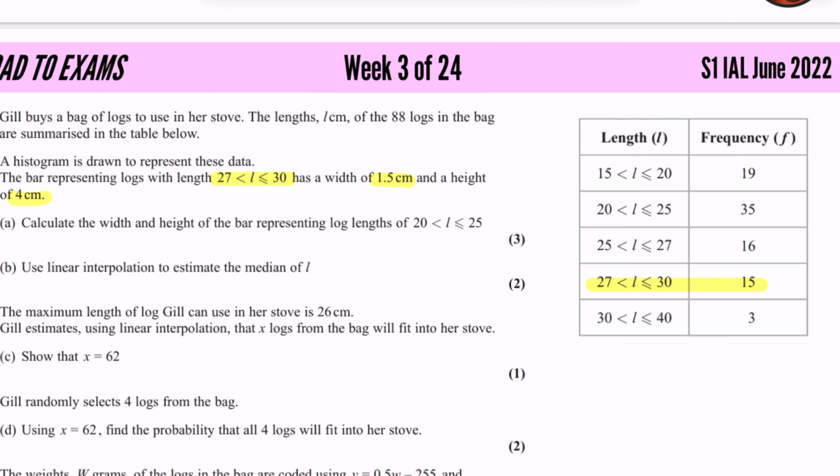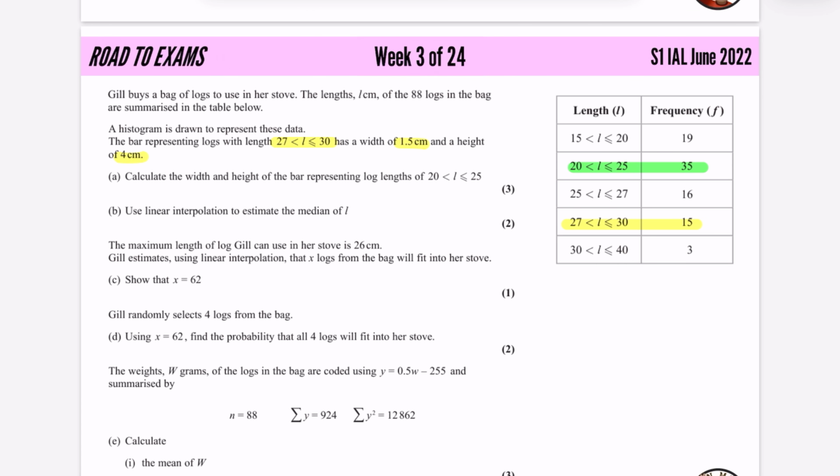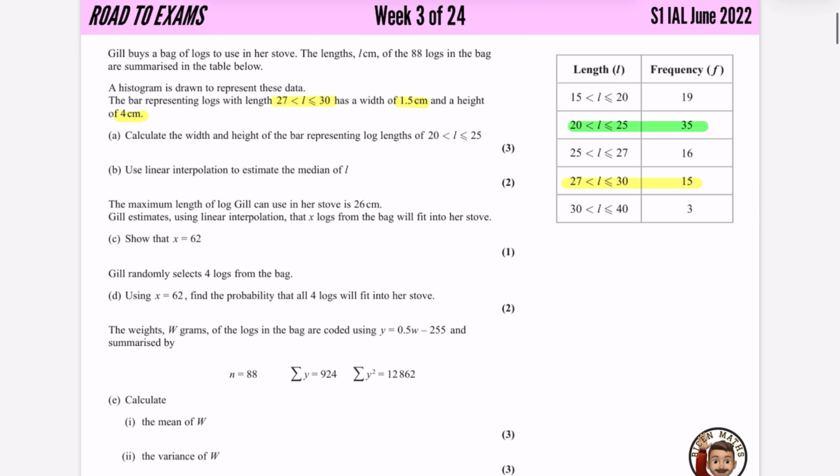We're going to try and calculate the width and height of the bar representing the log length of 20 to 25. So we're going to try and do this one afterwards. Now, if you remember the key facts that we have for the histogram, obviously the width is going to correspond to how wide these groups are. And then overall the area is going to be proportional to the frequency. I'll probably do some of this starting at the top of this page here. It makes sense for me.